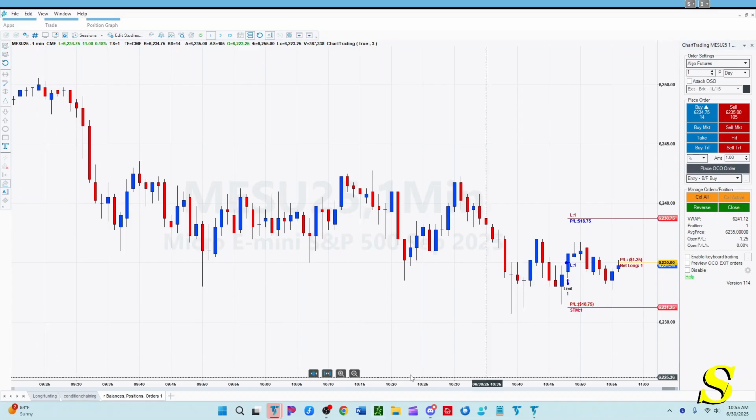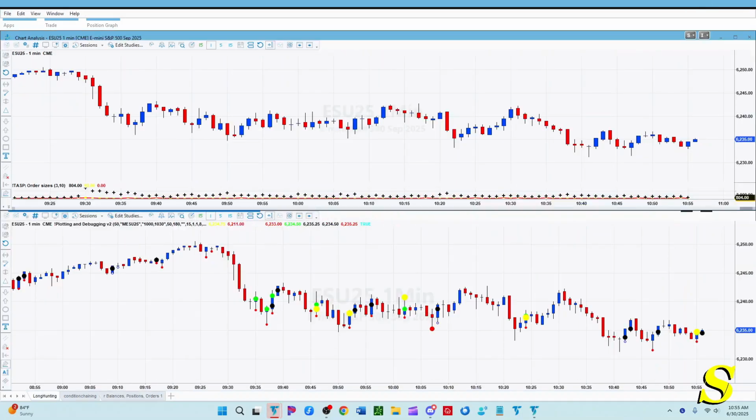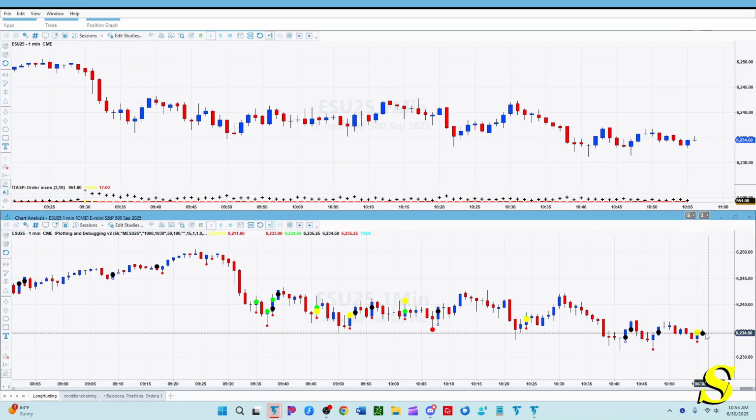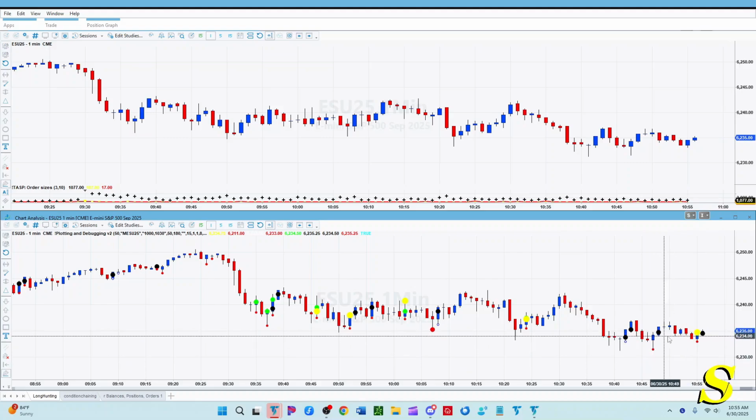So you see, it just gave me another entry signal. It is green would be double chain met. So I would be trying to get in there. Plus, I'd be trying to get in here. So it could definitely move a lot higher than even what my strategy is showing. But I'm gonna take whatever the strategy says and just keep it moving.